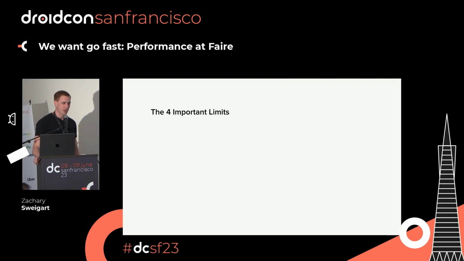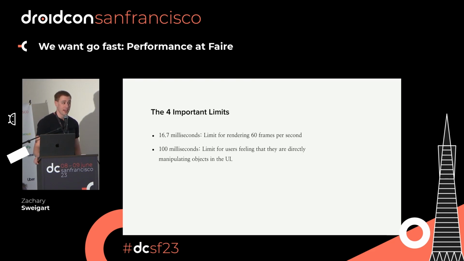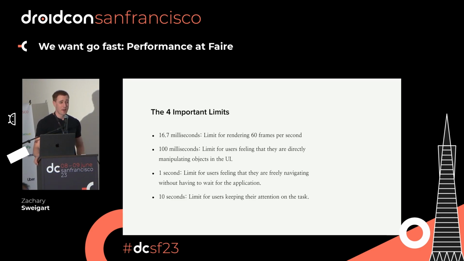When it comes to time, there are kind of 4 important limits to keep in mind. First is you've got 16.7 milliseconds to render your screen to maintain 60 frames per second. Next, at 100 milliseconds is the kind of limit for users feeling like they're directly manipulating the UI. So this is touching a button and seeing that ripple. You've got about 100 milliseconds. At about 1 second, users are still feeling like they're navigating freely throughout your app without having to wait. And 10 seconds is about as long as you can keep a user's attention on a single task.